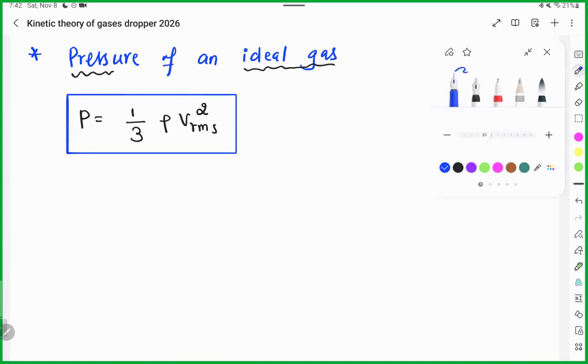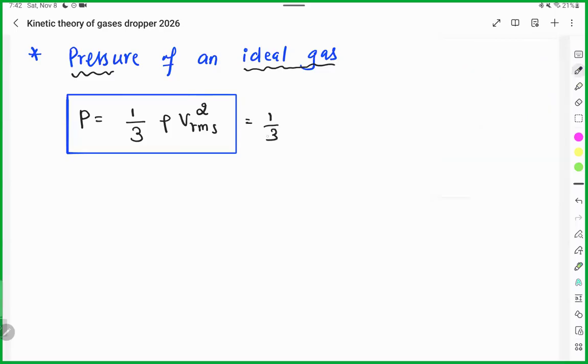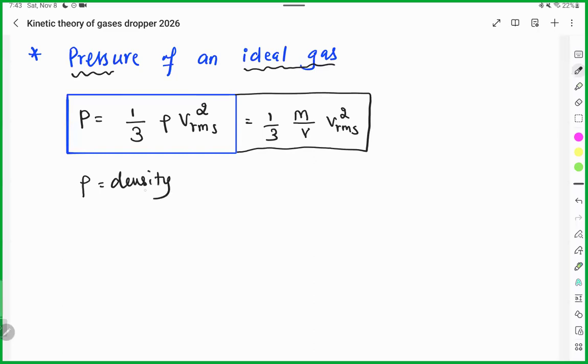Example, 1/3 ρ, where ρ is density, and you know density is equal to mass by volume, times v_RMS². This could be the second formula. Correct. So these are the two forms of pressure we are calculating here. So now we have to understand how to calculate this density. And for density, you need mass by volume. How to calculate these two?